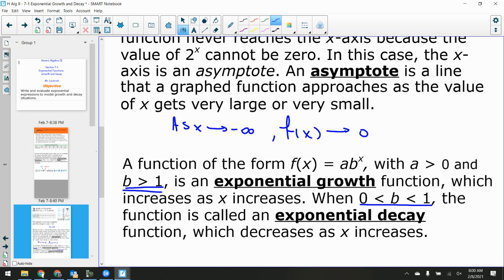Well, the b values that were left over would be anything between 0 and 1, which would mean exponential decay. And then anything bigger than 1, which would mean exponential growth. Obviously, the words growth and decay tell you exactly what's going to happen within the function. As my x values get bigger and bigger in terms of a growth, the y values are going to get bigger and bigger. In terms of decay, as my x values get bigger and bigger, my y values are going to get smaller and smaller. Right?